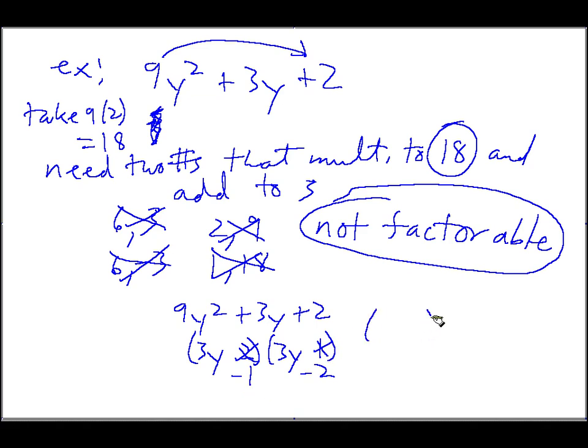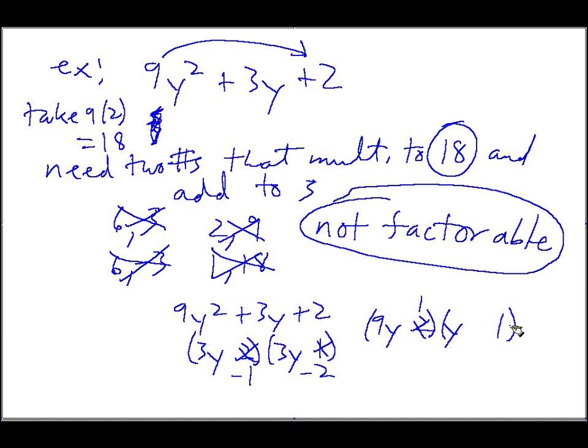Now, we'll try a different combination then, okay? So let me try this. Instead of 3y and 3y, let me change it to 9y and y. Okay, how's that? Well, let's try 2 and 1 once again. So 9y squared, we're good on 9y squared. How about 2 and 1? Again, that's 2 and 9, right? 2y and 9y. No way I can get 3y out of that, okay?